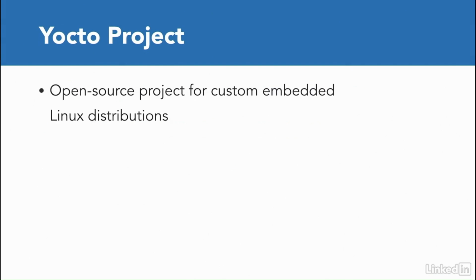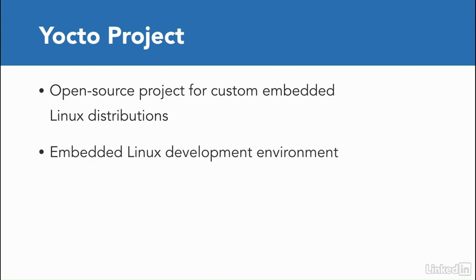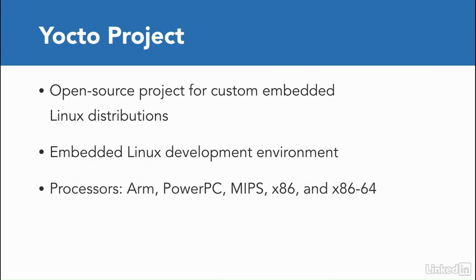Yocto project. Yocto is an open source project for creating custom embedded Linux distributions. There is an embedded Linux development environment provided. It currently supports processors with instruction set architectures such as ARM, PowerPC, MIPS, x86, and the 64-bit version of x86.